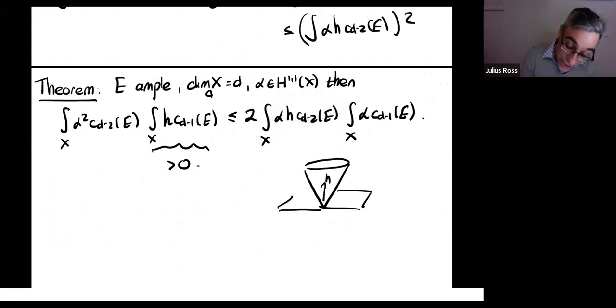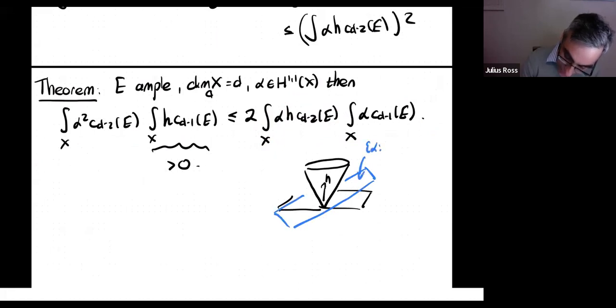But this inequality tells you more. It's saying also there's a subspace where this term vanishes. That subspace is also of codimension 1. So there's some other subspace. This picture gets a little bit busy. This is maybe the set of alpha such that alpha times c_{d-1} of E is 0. Let's fix that.